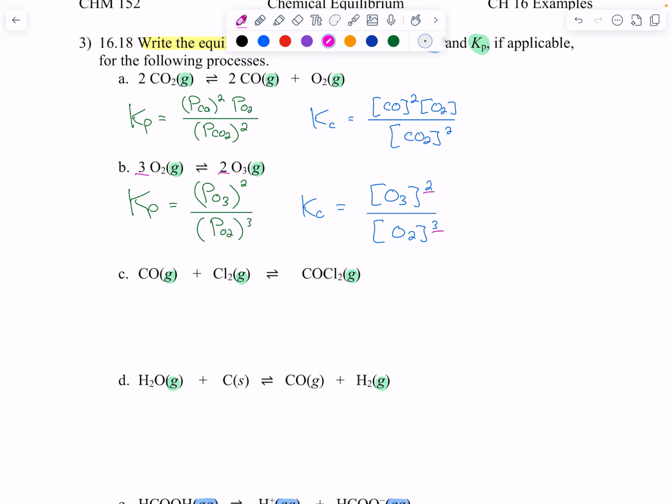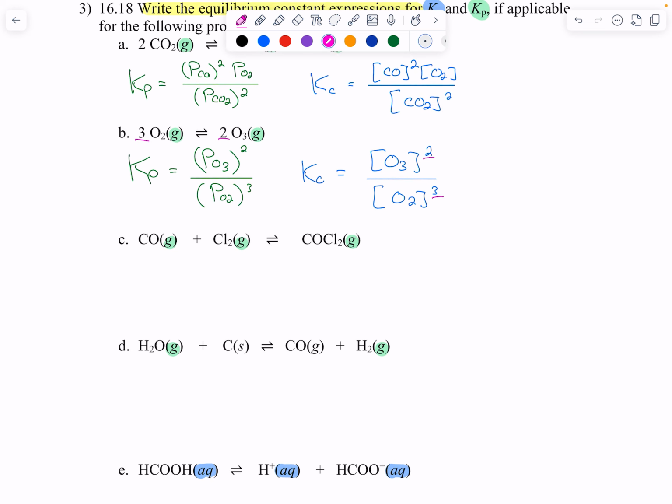If you have questions, ask, because this is a major, right? If you can't do this, we won't be able to do most of the future. All right, for Kp, this is all 1, 1, 1. So it'd just be the pressure of COCl2 over the pressure of CO multiplied by the pressure of Cl2. And then Kc would be the concentration of everything.